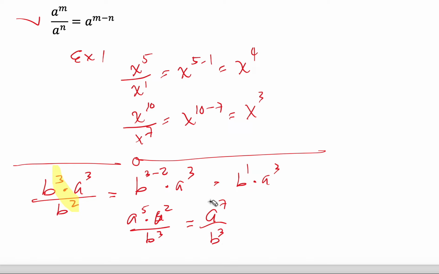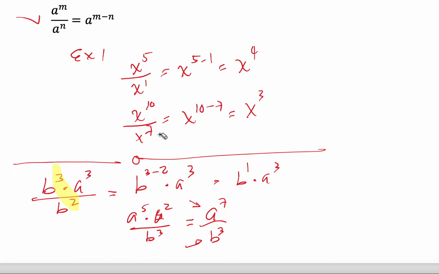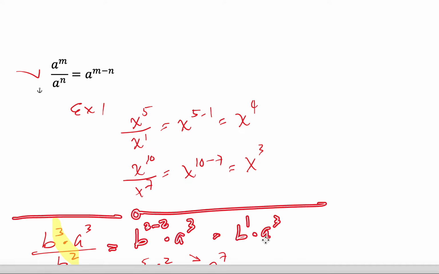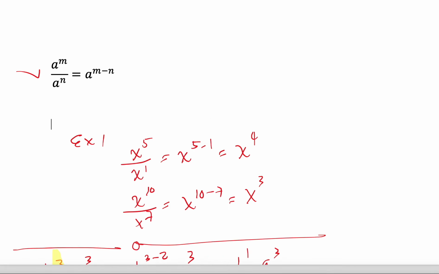Now, here you might be tempted to subtract 7 minus 3 because you remember the property of division, but notice that the bases are different. That's a b and that's an a. In other words, it's not the same letter. This only works when it's the same letter. It could be an a, could be a b, x, y, you name it. All right? So let's go ahead and create a couple of problems so you can try.